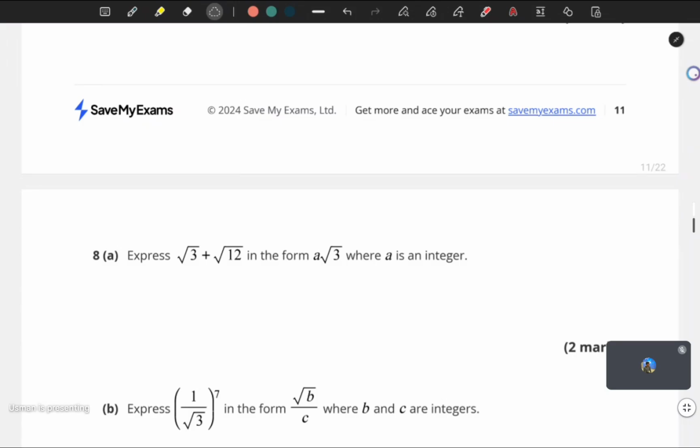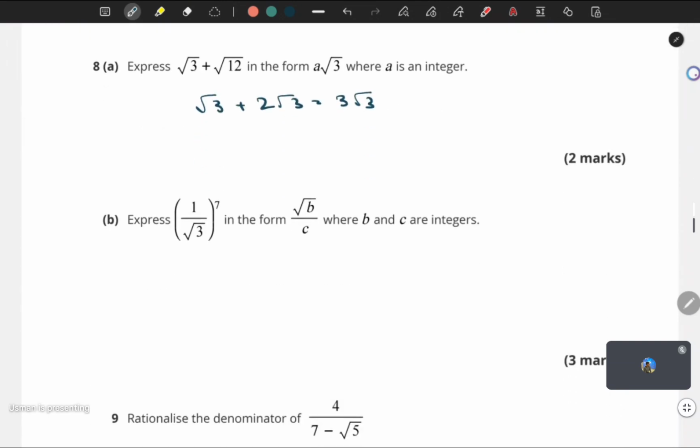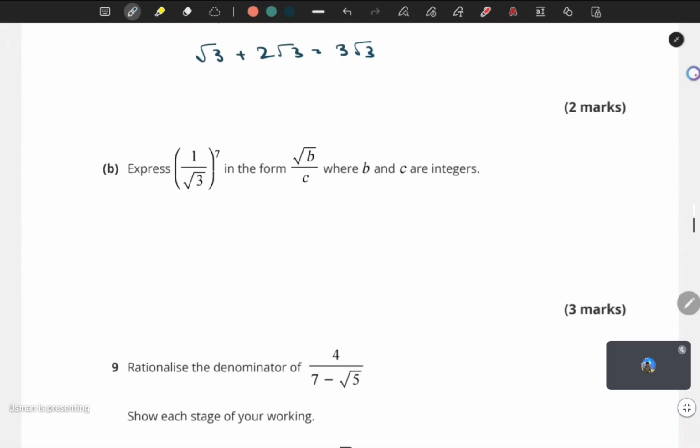The answer is 2 root 3. Very good. No, it's not 2 root 3, but you're very close. So it's root 3 plus 2 root 3, which becomes 3 root 3. Very good. Now, here, what do you have? Do you know how indices work? Yes. Right. So, what do you think would happen here?